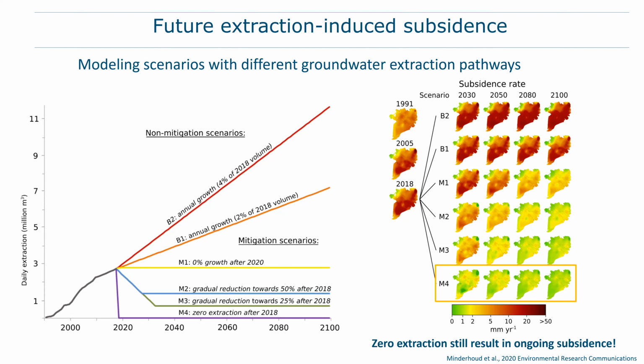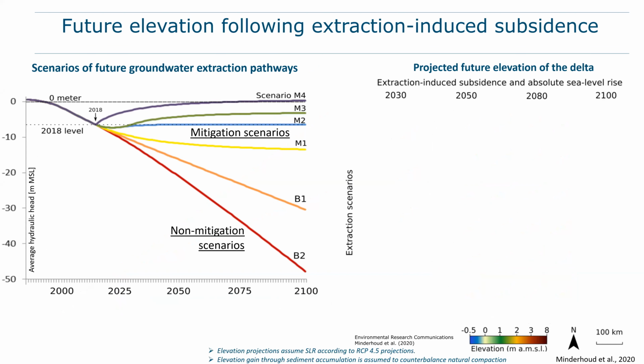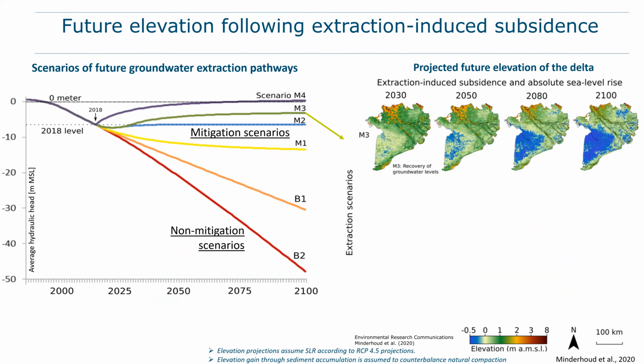So let's have a look at what the effect is on the elevation of the delta. Here we have these different scenarios and the average groundwater levels. And on the right side, we're going to project it on top of the elevation of the delta. So in the M3 scenario, in which we decrease the amount of groundwater extraction by 75% of the present day volume, this is the elevation of the delta towards, let's say, the end of this century. It also includes a moderate projection of sea level rise in here.